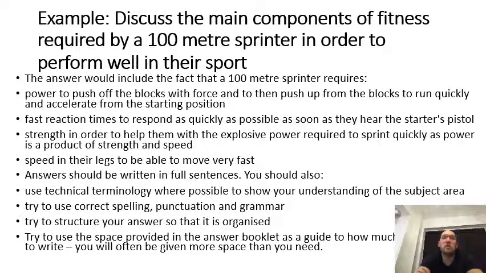So, for example: discuss the main components of fitness required by a 100-meter sprinter in order to perform well in their sport. The answer would include the fact that a 100-meter sprinter requires power to push off the blocks with force, and then to push up from the blocks to run quickly and accelerate from the starting position.